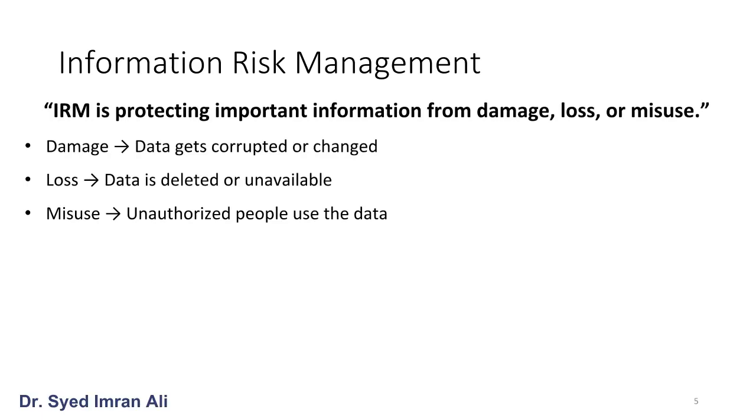Another way to understand IRM is by focusing on what we are protecting against. There are 3 main types of risks. First is damage, where data is corrupted or altered. For example, a virus changing important files. Second is loss, where data is deleted or becomes unavailable, such as a server crash without backup. Third is misuse, where unauthorized people access and use the data, like hackers stealing personal information. These 3 risks, damage, loss, and misuse, are central to understanding why IRM is essential.